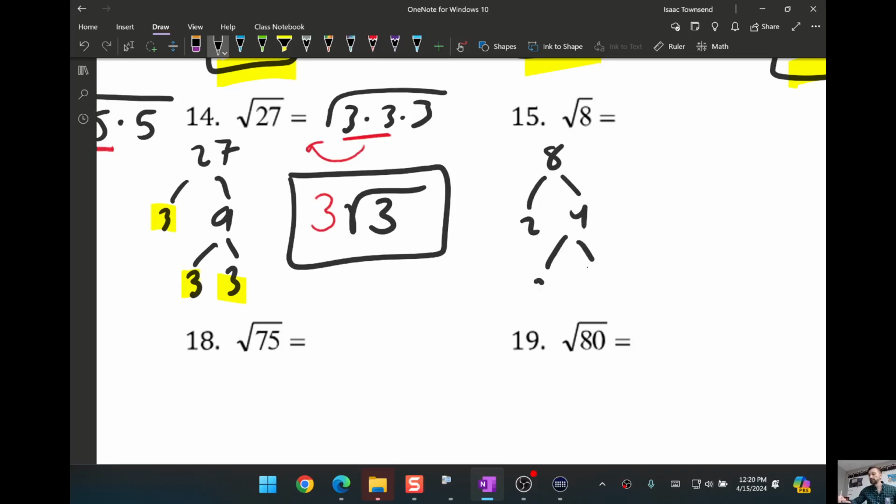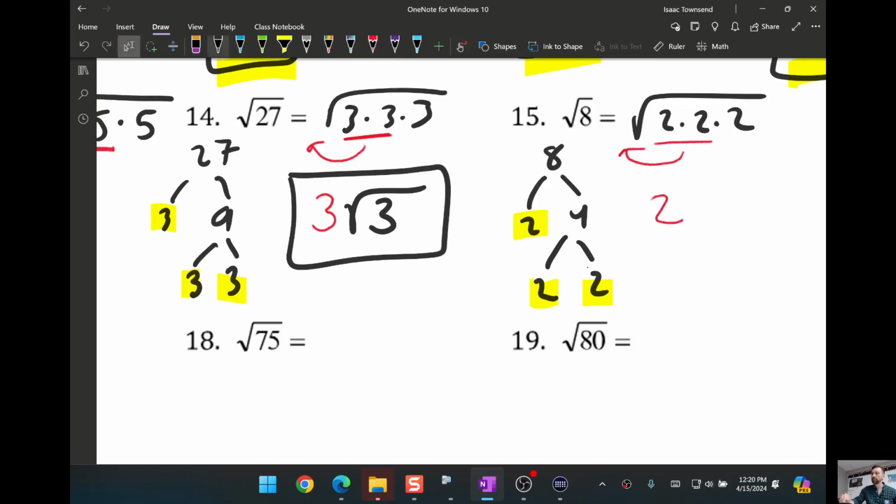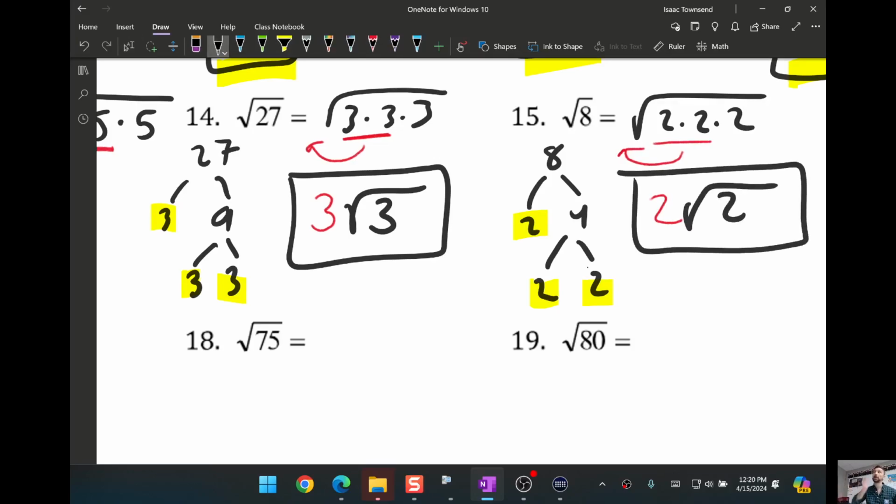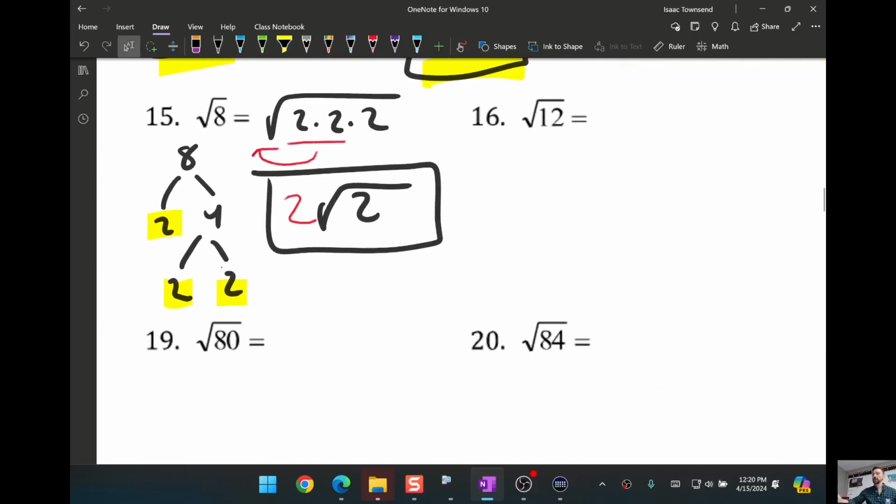Instead of saying 8, you could say 2 times 2 times 2. And when you write it this way, you can visualize these 2 grouping up, coming out front, and this 2 having no one to group up with, being left behind. Square root of 8 is the same as 2 square roots of 2. And instead of saying the square root of 12, we could say 3 times 2 times 2.